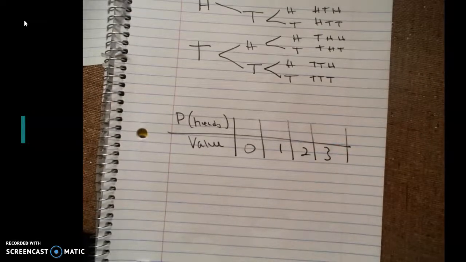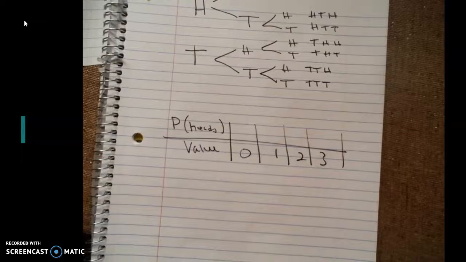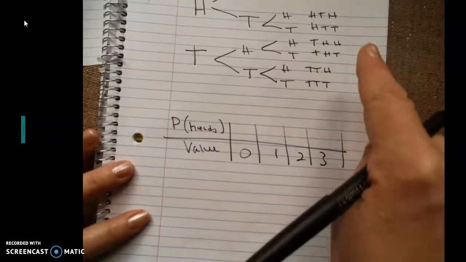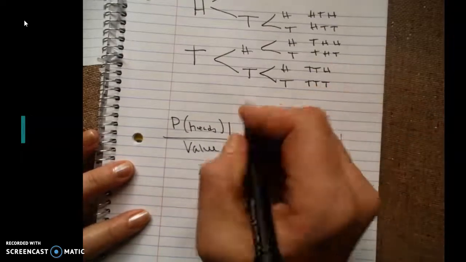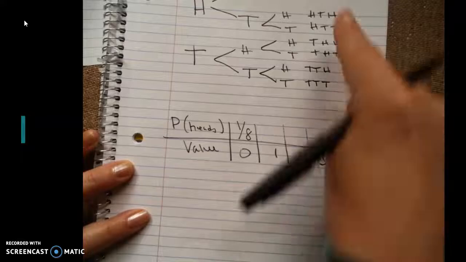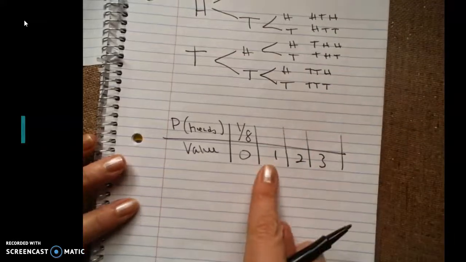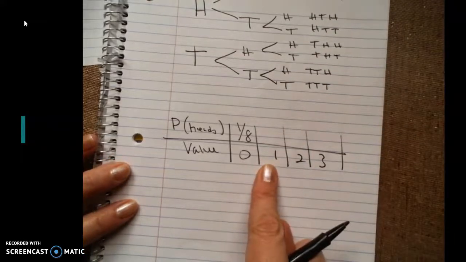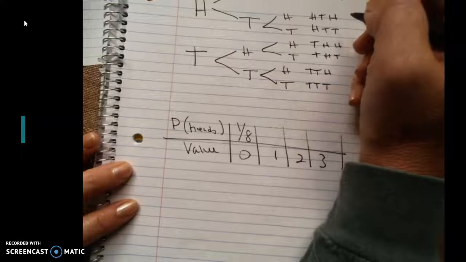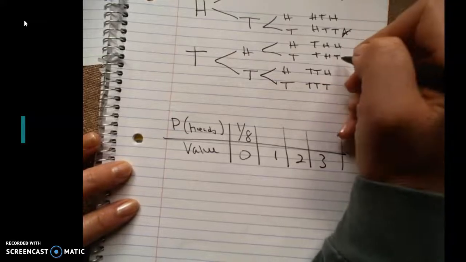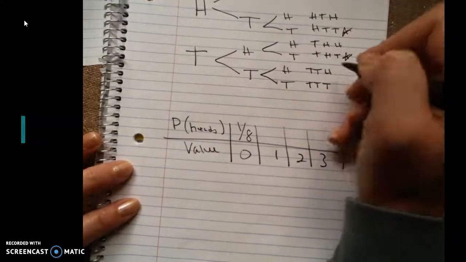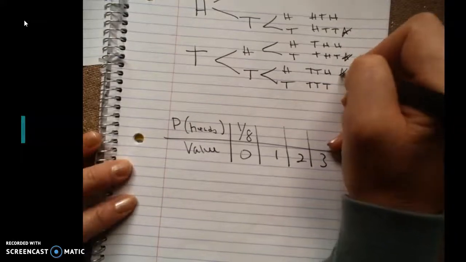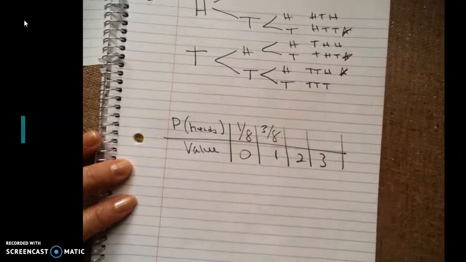All right, so what's the probability of getting 0 heads? Well, it looks like that happened when we had tails, tails, tails. So there's 1 chance out of 8, because there's 8 total here. The probability of getting 1 head is, let's see, where did we have 1 head? 1 right here, and 1 right there. And do we have another one? Right there. So 3 out of 8.